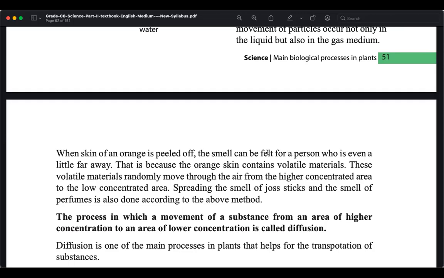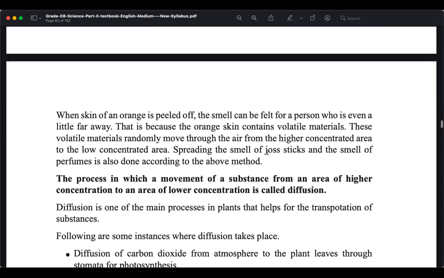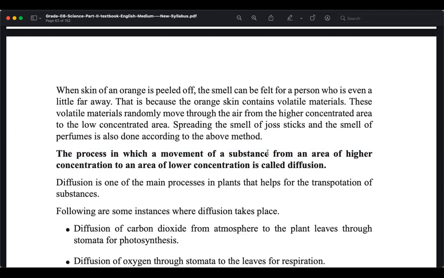And also we can feel it even if it is in some other place. We can smell it. The reason is this volatility, and also because of diffusion, it spreads, right? Okay, please understand this process.